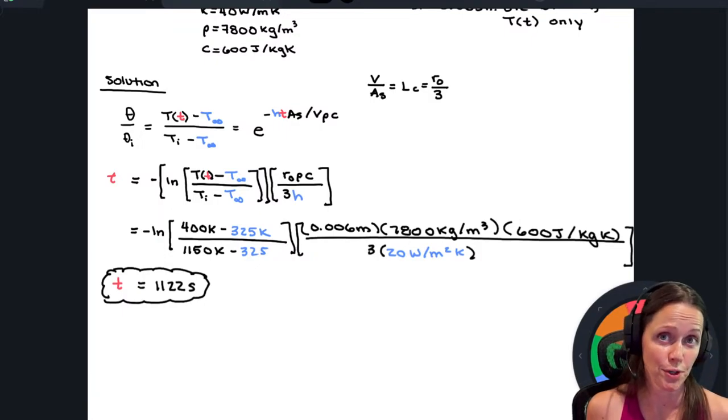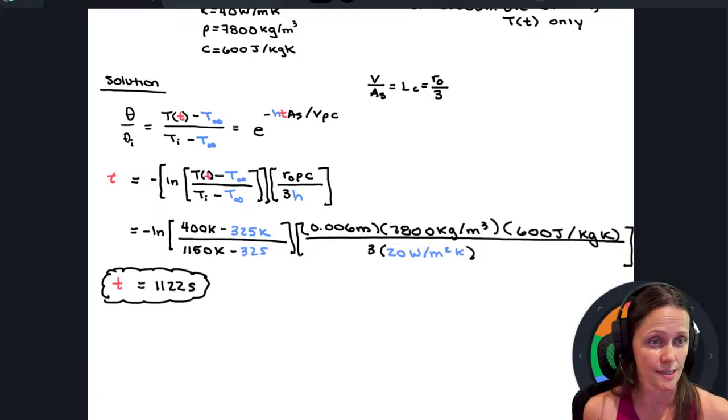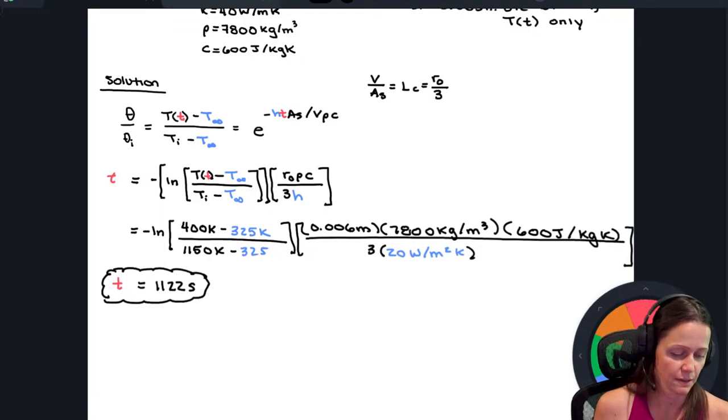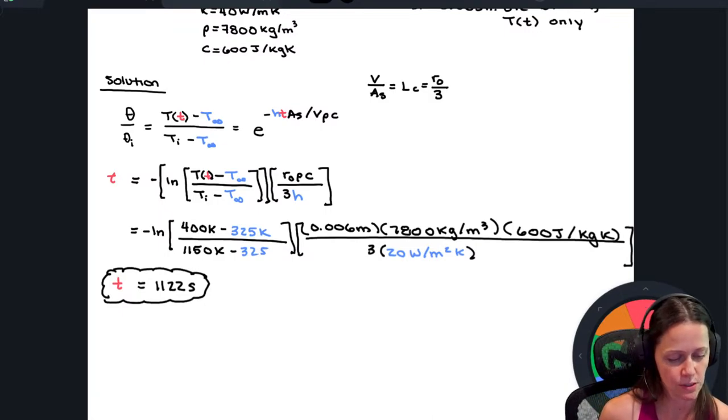So these are super easy. If you can use the lumped capacitance, they're really easy. I mean, there's a lot of terms, but they're pretty easy equations to use.